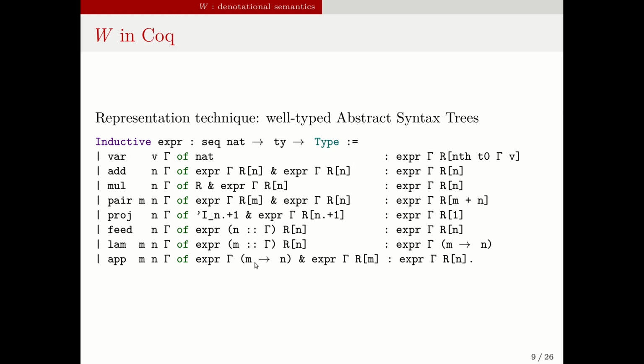Another interesting point is that for lambda and application we can encode the typing rule, because lambda is going to have the function type, and application is going to require that the first expression has the function type and the second expression has the right cardinality.